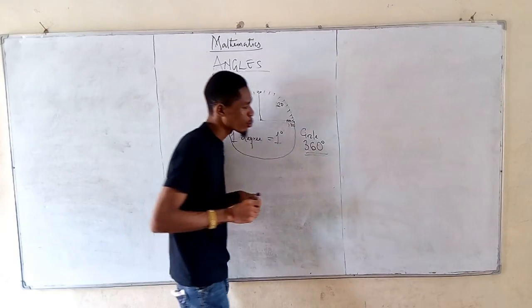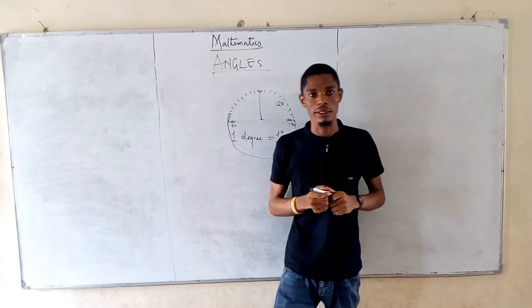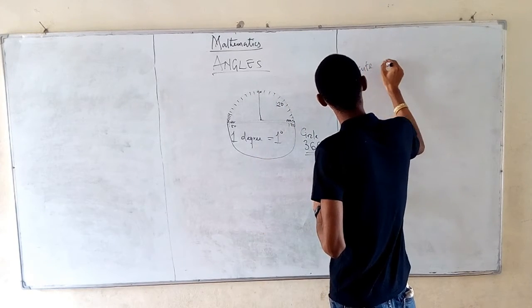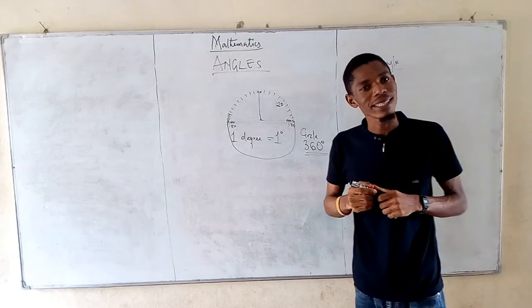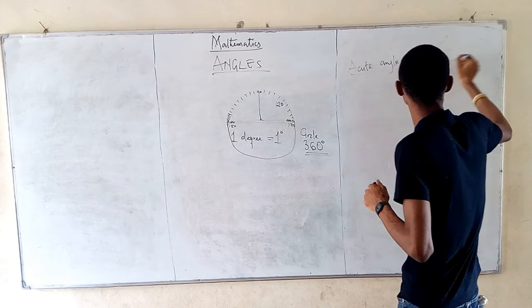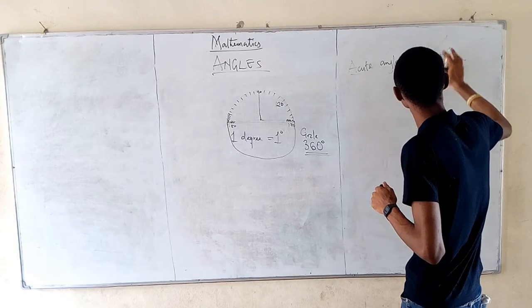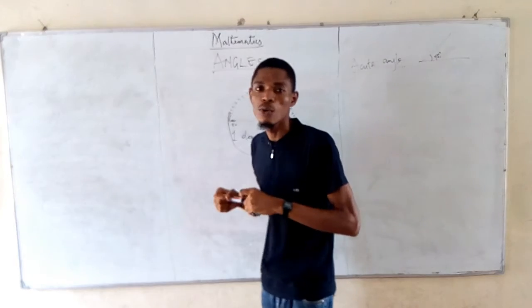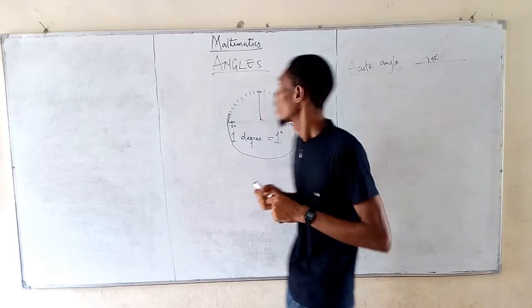Now, let's go straight to some types of angles as we'll be seeing them in our lesson for today. The first one we're treating is the acute angle. What is an acute angle? An acute angle is an angle that is less than 90 degrees. It can be 45, it can be 43, it can be whatever you want it to be. Let's assume ours is 45 degrees. An acute angle is an angle less than 90 degrees. That's an acute angle.